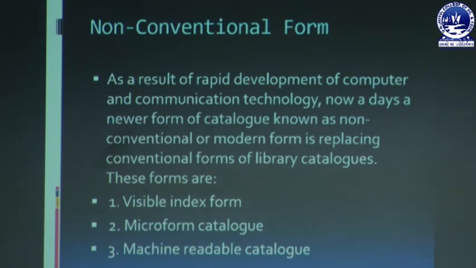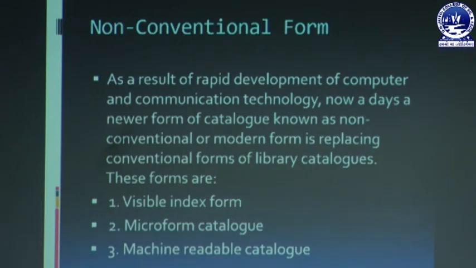Then come to the other part, that is the non-conventional form. Those that are not in a conventional form, we can say, are the non-conventional form. As a result of the development of computers and ICT in the library field, technology should help from the user's point of view and also from the librarian's point of view. So for that reason the non-conventional form is replacing the conventional form, and all the information is arranged in a systematic way, and this is the reason that every kind of library should adopt the non-conventional form or ICT in their libraries.